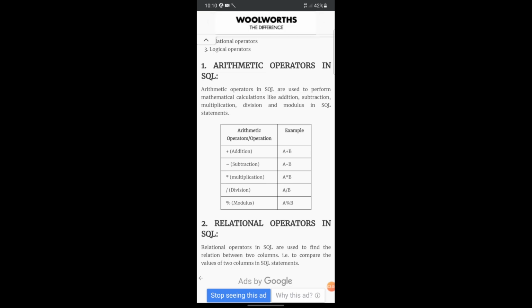Mind it, one thing, there is a difference between modulus operation and division operation. Division means to divide a number by a number, and modulus means to find the remainder of the division process after getting it. So don't get confused between division and modulus operators. Modulus operators are generally used in order to find the remainder.